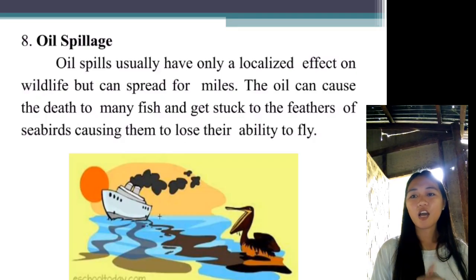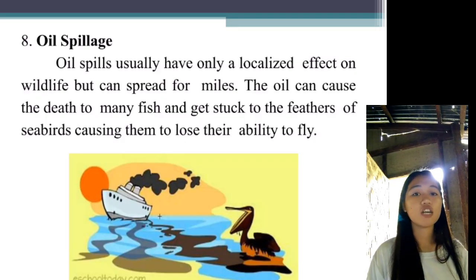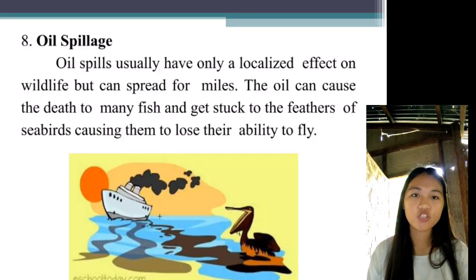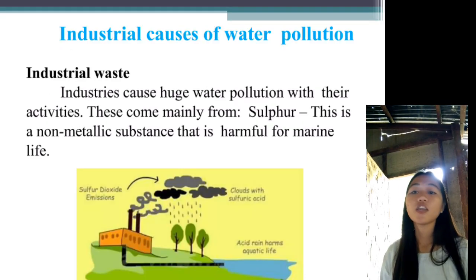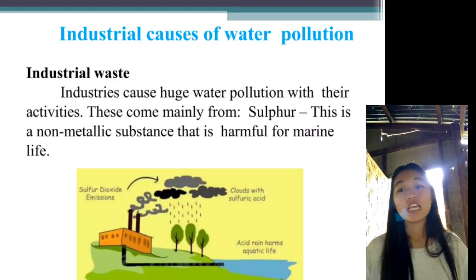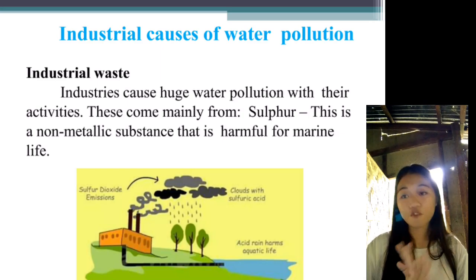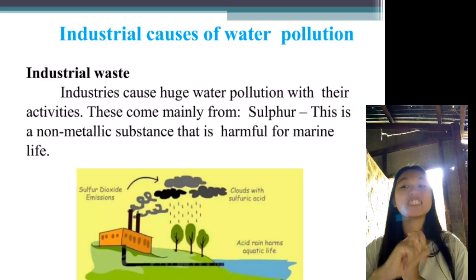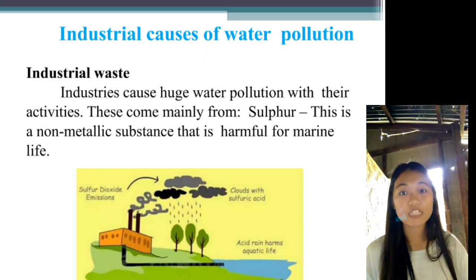So these are other industrial causes of water pollution. So industries cause huge water pollution with their activities. These come mainly from sulfur. This is a non-metallic substance that is harmful for marine life.